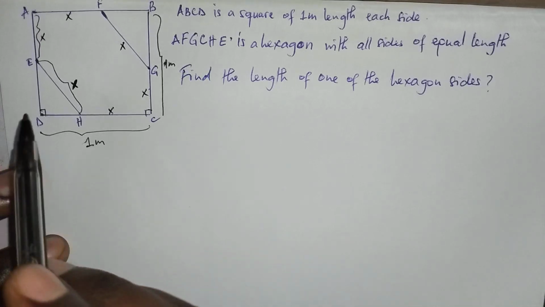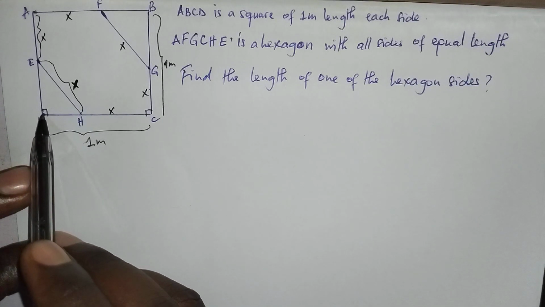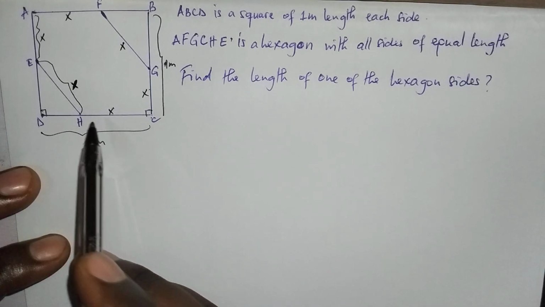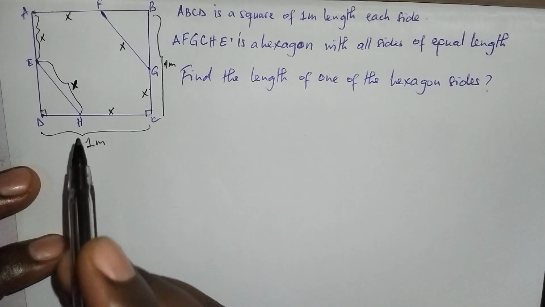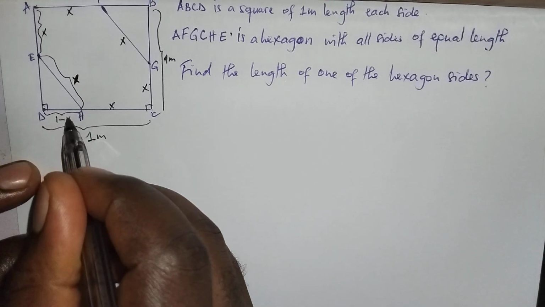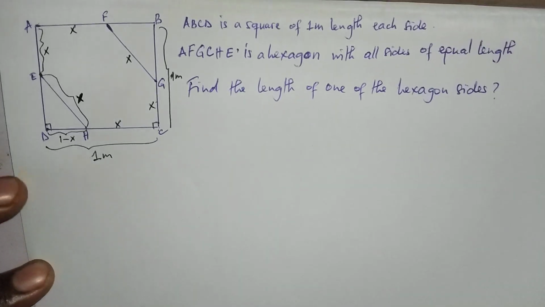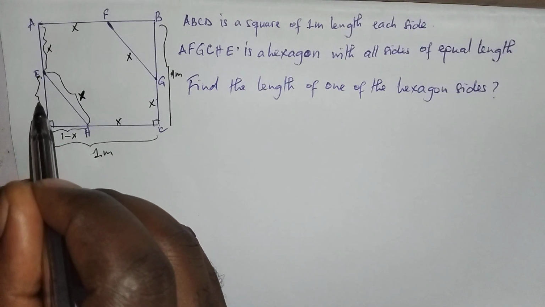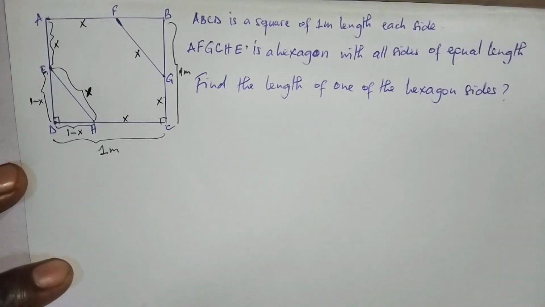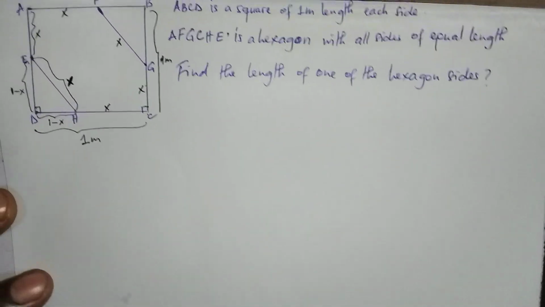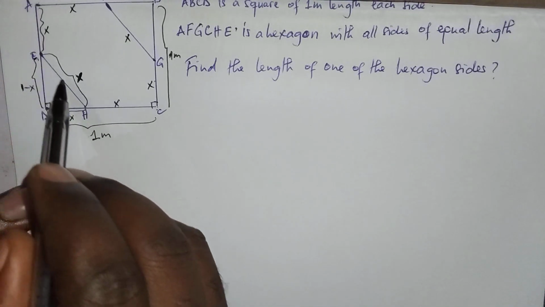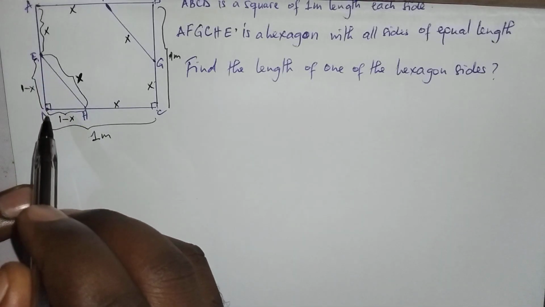Now we see that BC is equal to 1 meter and HC is equal to x, so this side is equal to 1 minus x, and here it is 1 minus x. Now we are going to use the Pythagorean theorem to find one side of this triangle.